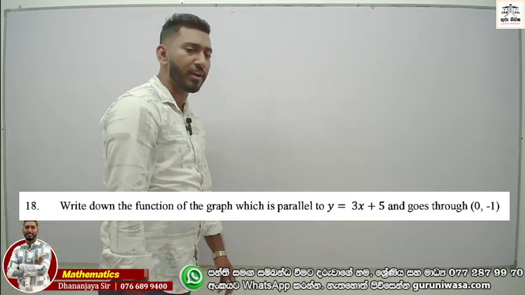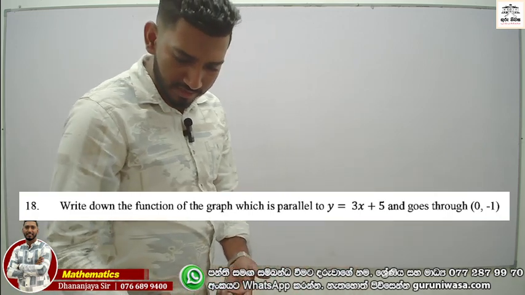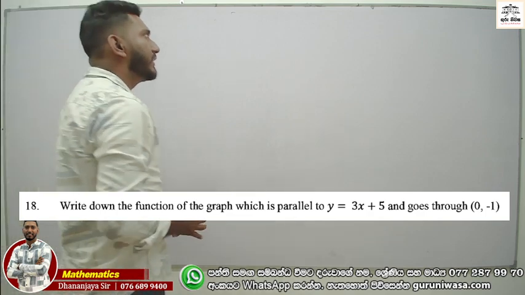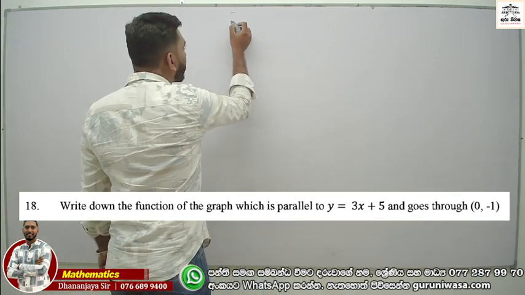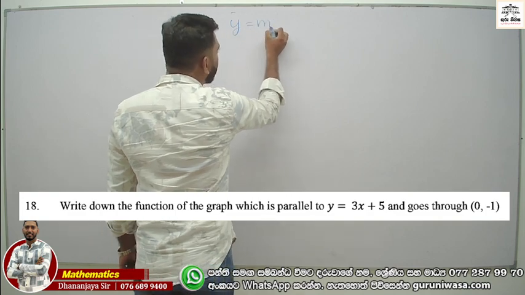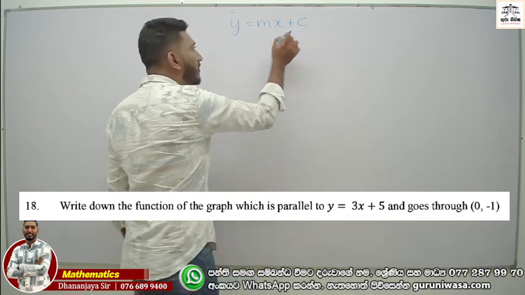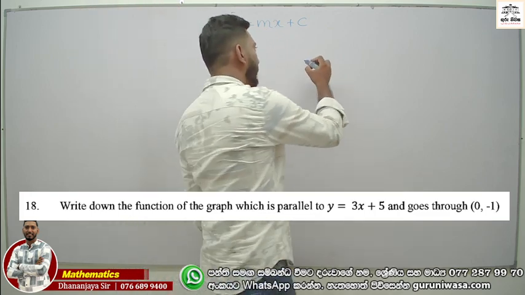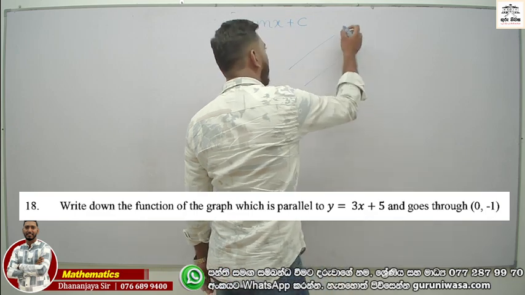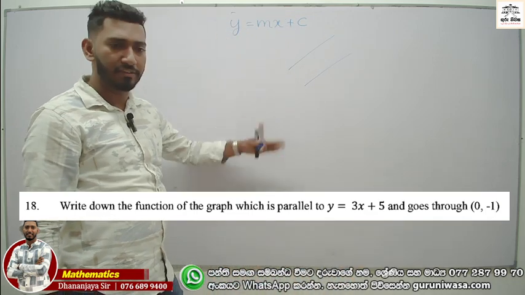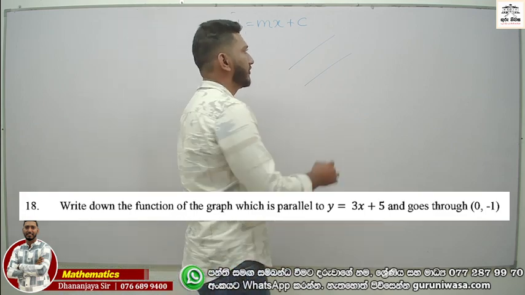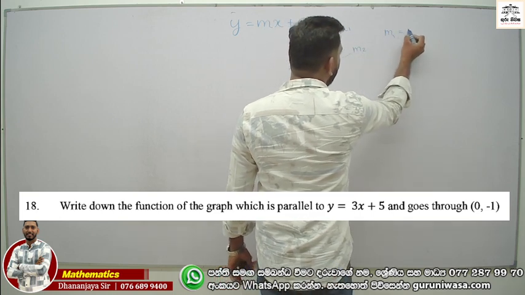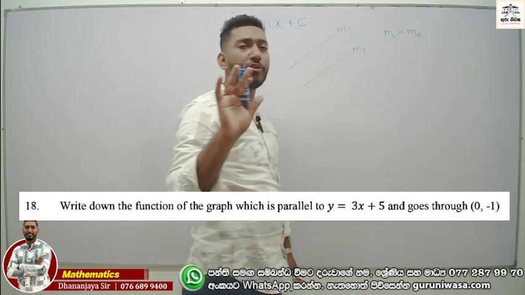Write down the function of the graph which is parallel to y equals 3x plus 5. Now listen, do you remember? y equals mx plus c, and c we call the intercept, m is the gradient. The graph 1 is parallel to graph 2. These are parallel lines, therefore the gradients should be equal: m1 should be equal to m2.